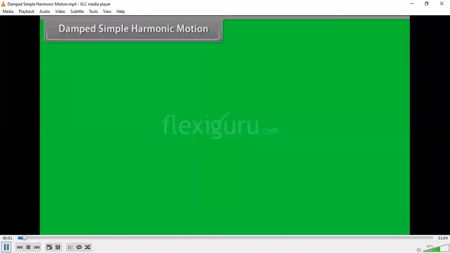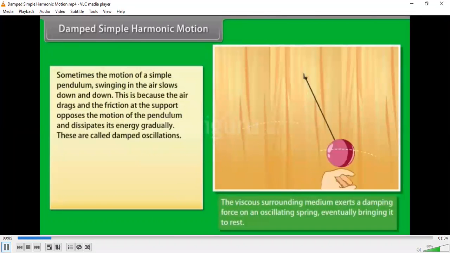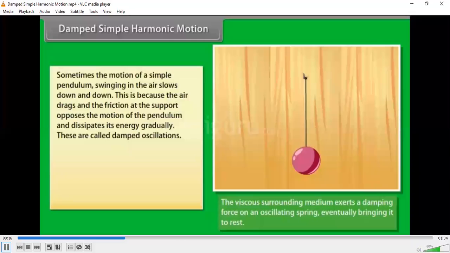Damped simple harmonic motion. Sometimes the motion of a simple pendulum swinging in the air slows down and down. This is because the air drags and the friction at the support opposes the motion of the pendulum and dissipates its energy gradually. These are called damped oscillations. Please note down my definition of damped simple harmonic motion.